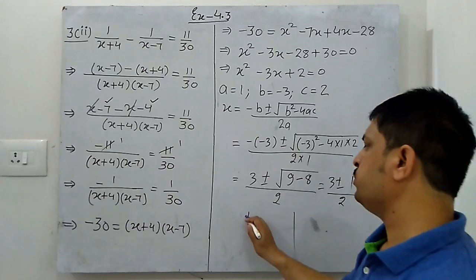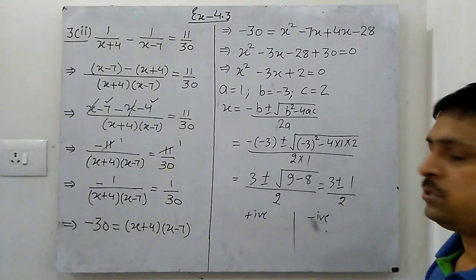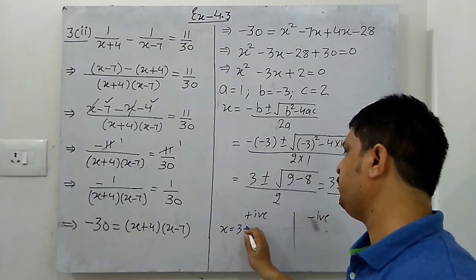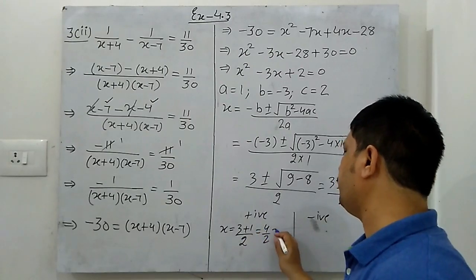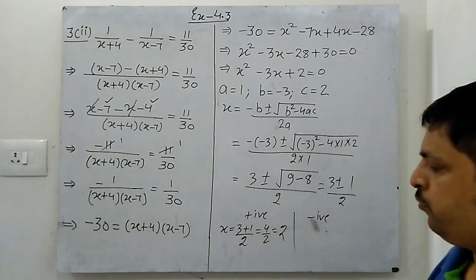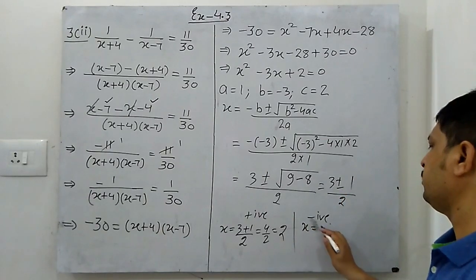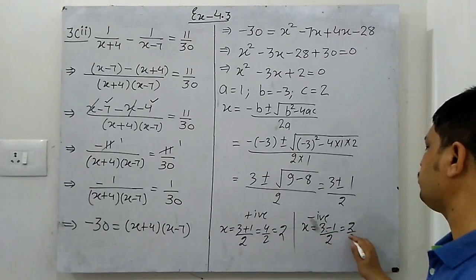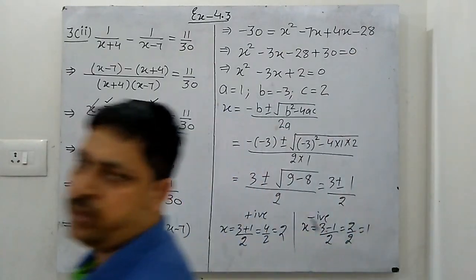Once we will take the positive sign, and then we will take the negative sign because the plus minus is here. So first positive, so it will be 3 plus 1 upon 2. So 3 plus 1 is what? 4 upon 2, it is 2. So one root is 2. Now we are taking the negative, 3 minus 1 upon 2, that is 2 upon 2, which is 1. So there are two roots, 2 and 1. Is it clear?